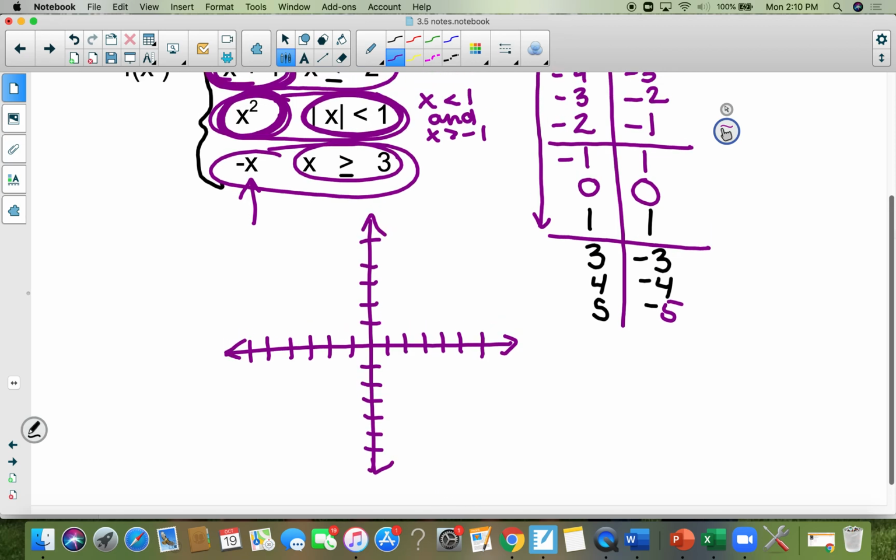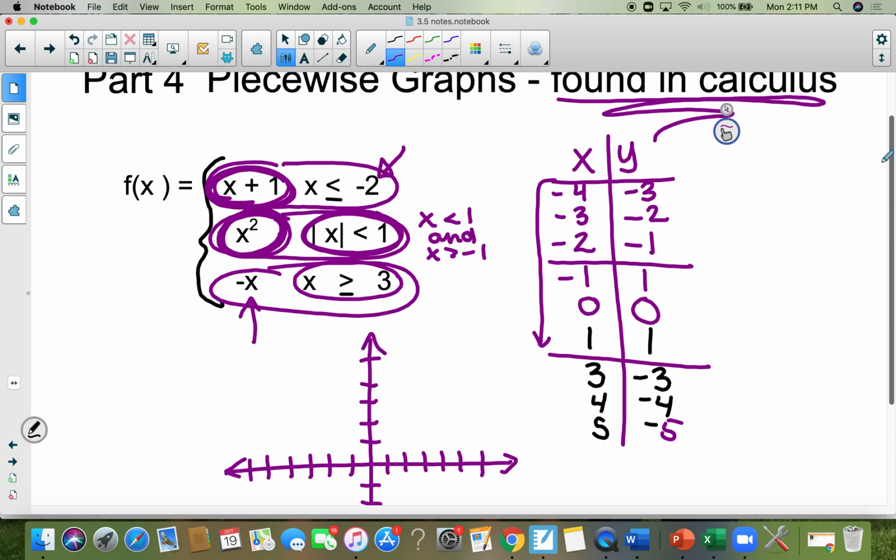Okay, how do we graph these? If you remember, there's a line underneath here at -2, so this one needs to be a closed circle. There is no line right here for the 1 and the -1, so those are going to be open circles. And the 3 has a line underneath it, so that's a closed circle.